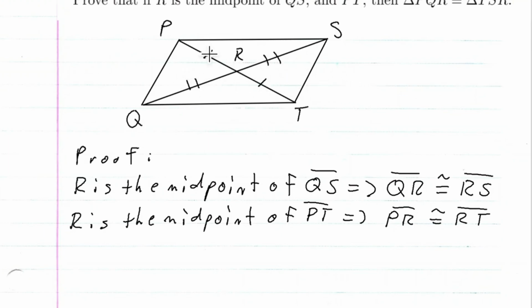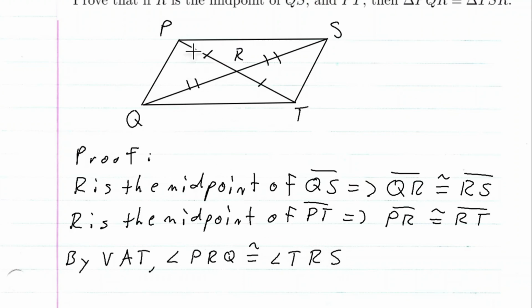So I have side, side, and I also know that by the vertical angle theorem, angle PRQ is congruent to angle TRS. I know that this angle is congruent to this angle. And now, look, I have side, angle, side.